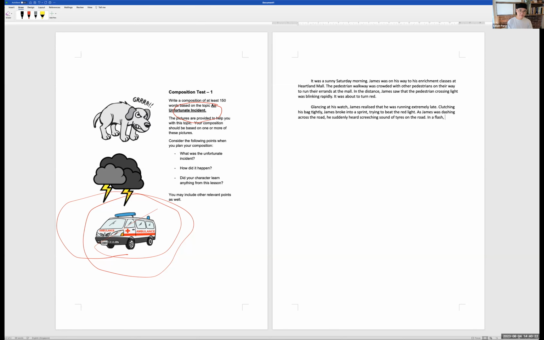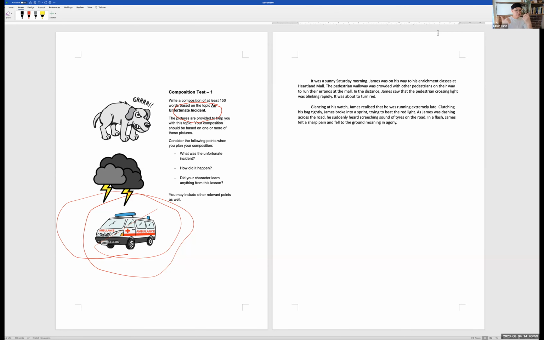In a flash, James felt a sharp pain and fell to the ground, moaning in agony. All right. So I haven't told the reader what's happened yet, but I'm focusing on James' reaction. Notice I didn't just say he got knocked down by a car, right? I didn't immediately say that. Don't jump to the conclusion. Always work your way through the climax slowly.